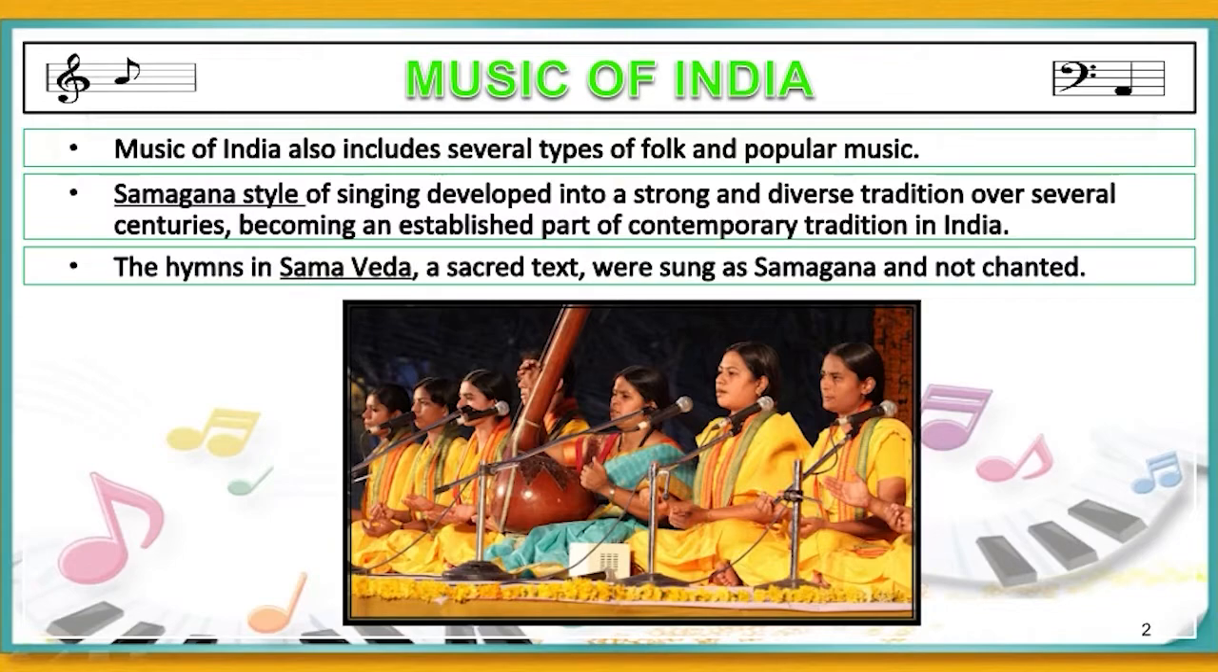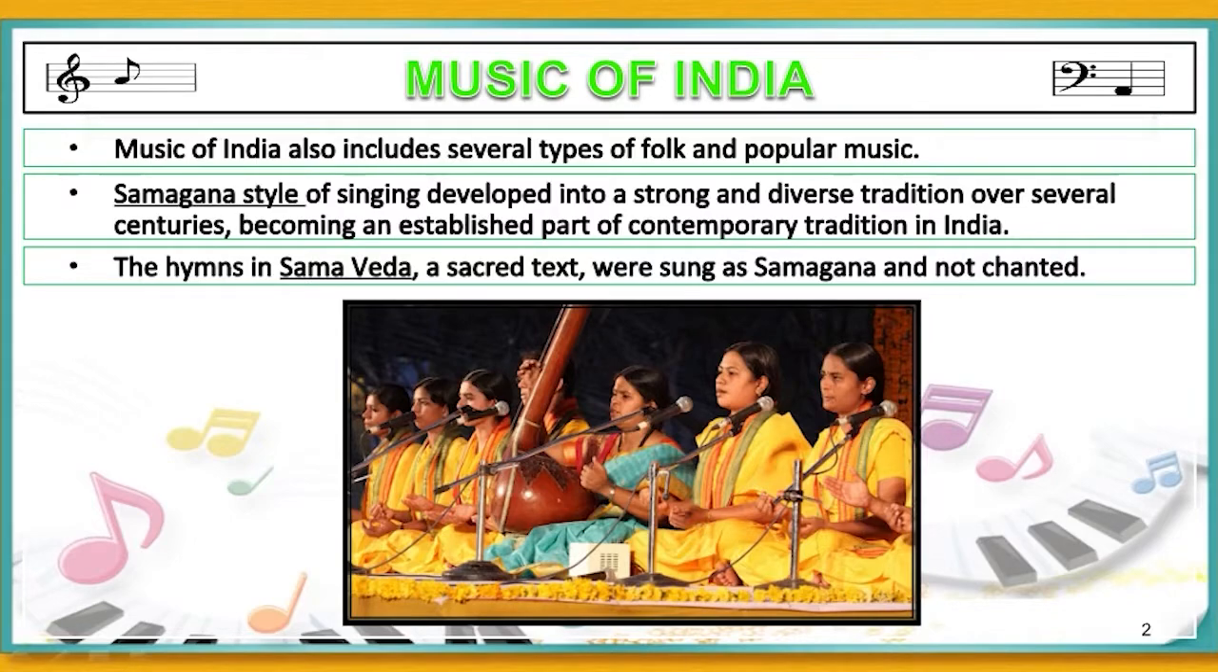One aspect of vocal music uses melismatic singing with nasal vocal quality, when compared with the Philippine music which uses melismatic singing only in chanting epics and the pasyon. Singing based on a set of pitches was popular even during the Vedic times. The Samagana style of singing developed into a strong and diverse tradition over several centuries, becoming an established part of contemporary tradition in India. The hymns in Sama Veda, a sacred text, were sung as Samagana and not chanted.